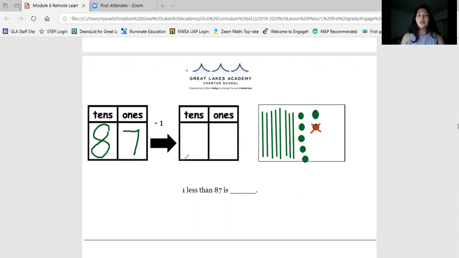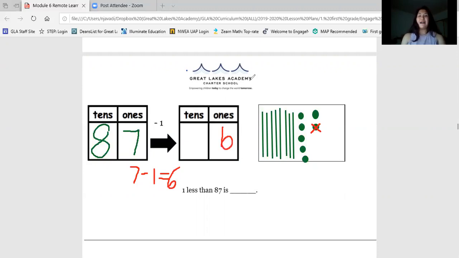Now I also know that if I am taking away 1 or subtracting 1, I need to take away from the ones column. 7 is the number in my ones column. 7 minus 1 is equal to what number? Shout it out on 2, 1, 2. That's right. 7 minus 1 is 6. So I can put 6 in there.